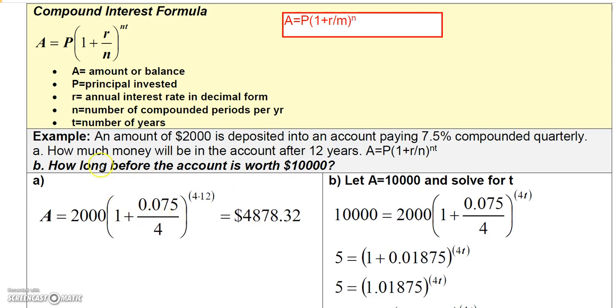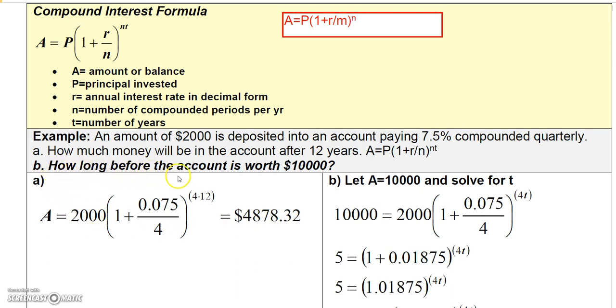Well, all you have to do to answer that is go to this formula and plug 2,000 in for the principal, and then for the rate put 0.075 because you have to convert the rate to decimal. And then this n here is the number of compounding periods per year. Since we're compounding quarterly, that would be 4 per year, so we would have 4. And then the n times t would be the number of compounding periods per year times the number of years. So that'd just be 4 times 12, or 48. And then if you put this into your calculator, you should get $4,878.32.